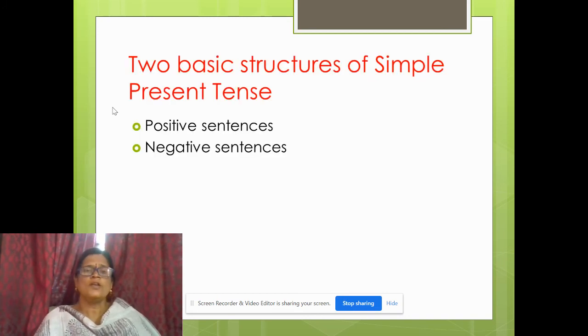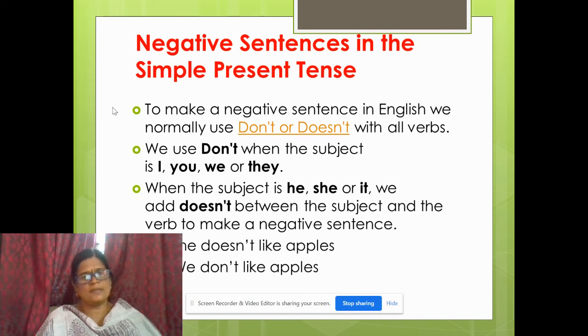Coming to the next one, we see the two basic structures of the simple present tense: one is positive and the next one is negative. In the negative statements, mostly we see not. If you place not in the sentence, it changes from positive to negative. Which words do we mostly use in negative statements in the simple present tense? That is don't or doesn't.